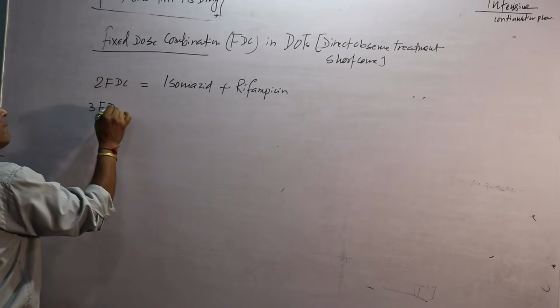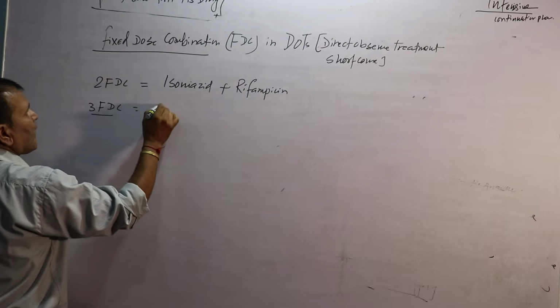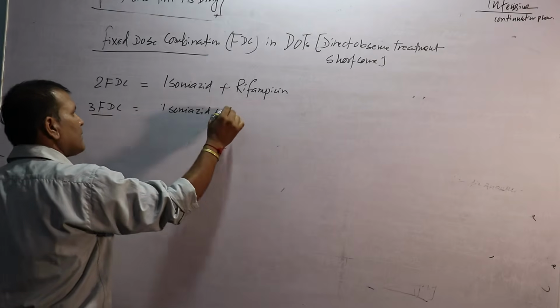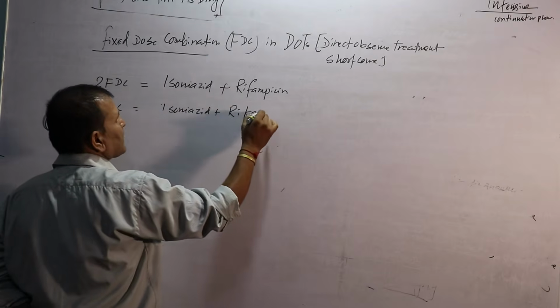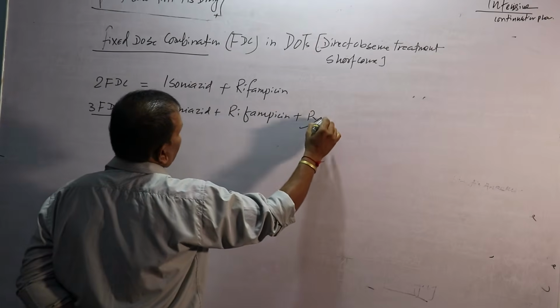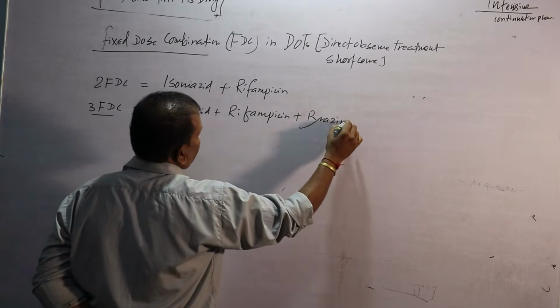3-FDC. So isoniazid plus rifampicin plus pyrazinamide.